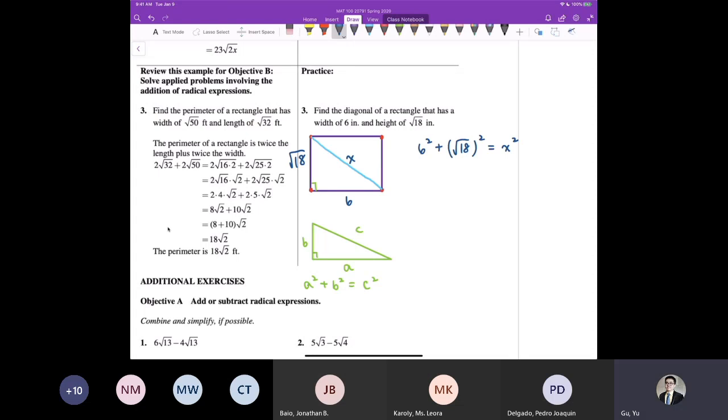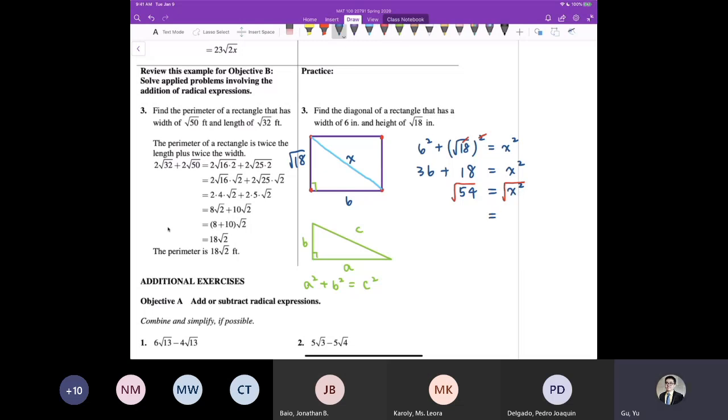We simplify each side. You have 36 plus square root of 18 squared. So these two cancel out because they're inverse operations. And you have simply 18 equals x squared. 36 plus 18, that's 54. 54 is x squared. We need to further simplify and isolate x. The next inverse operation will be square root because we have x squared. So we're going to take a square root on both sides of the equation.